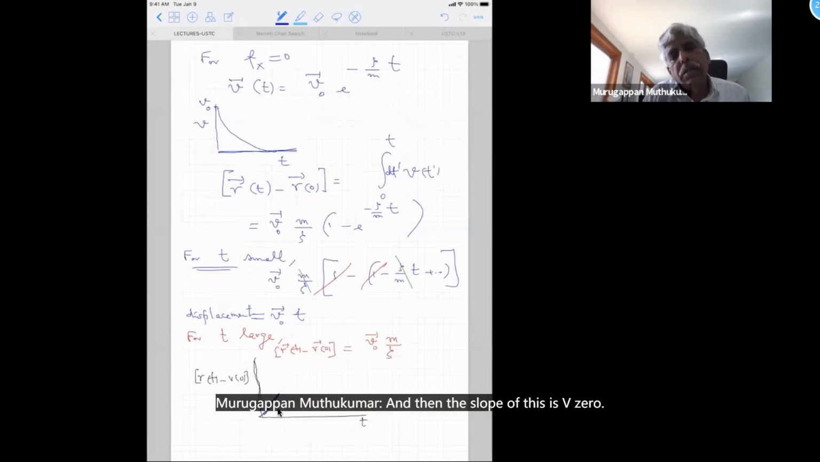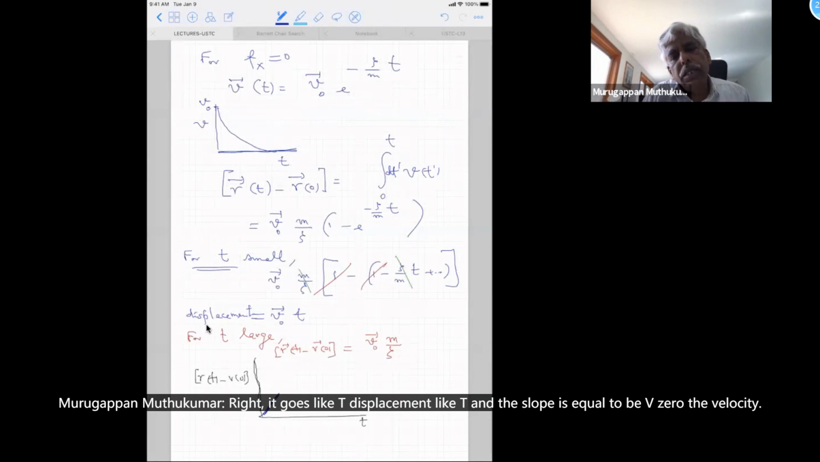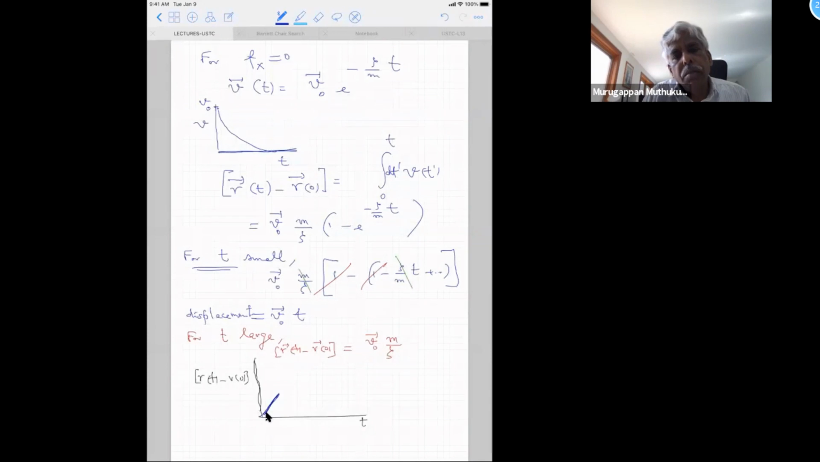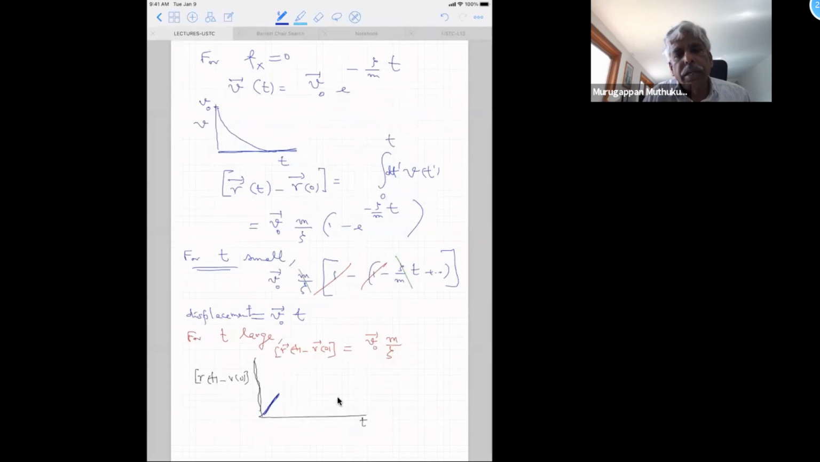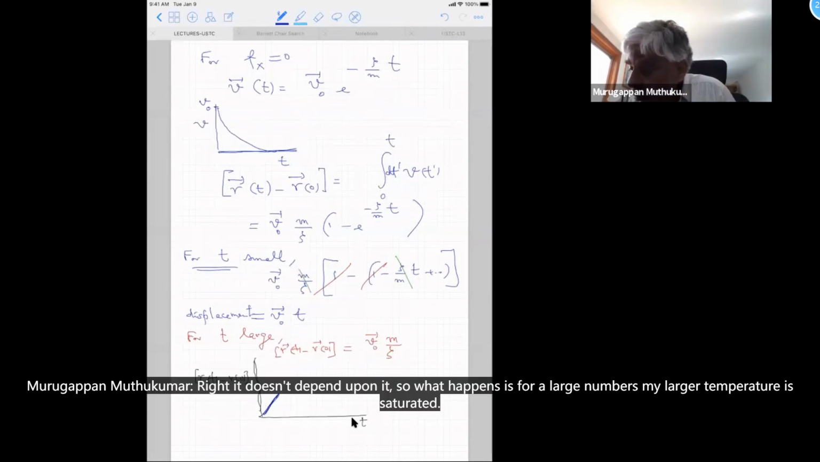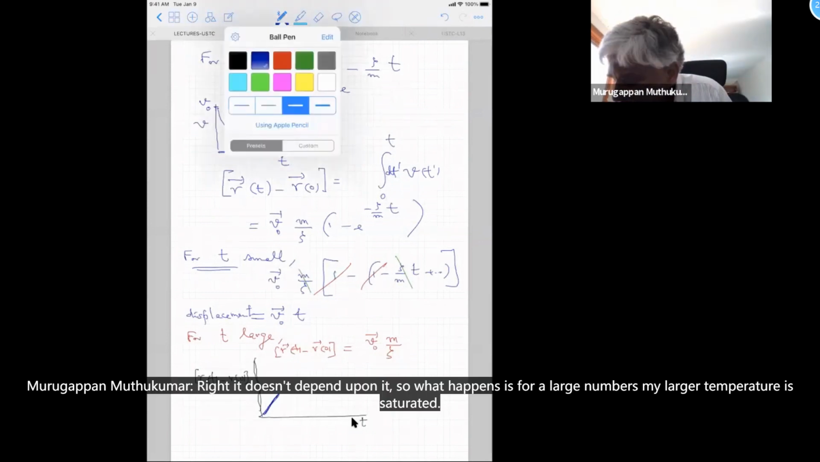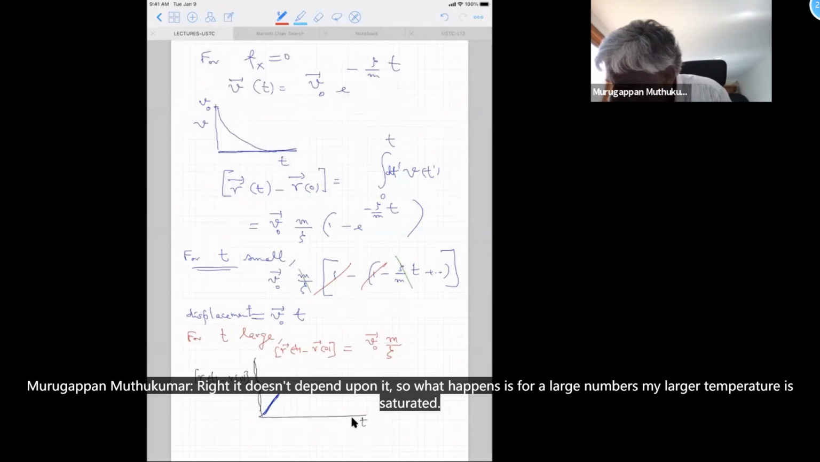And then the slope of this is V0, right? It goes like t, displacement goes like t, and the slope is equal to V0, the velocity. But at long times, what happens is this is a number, right? It doesn't depend upon t. So for large t, it saturates like this.